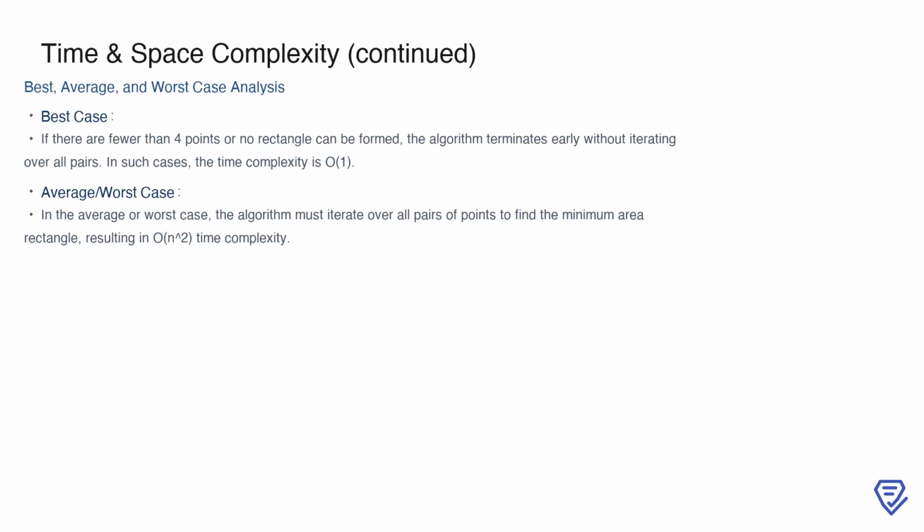Now let's break down the best, average, and worst-case scenarios for the algorithm. In the best case, if there are fewer than 4 points or no rectangle can be formed, the algorithm can terminate early without iterating over all pairs of points. This results in a time complexity of O(1). In the average or worst case, the algorithm needs to evaluate all possible pairs of points to find the minimum area rectangle. This involves the O(n squared) iterations we discussed earlier, making the average and worst case time complexity O(n squared).